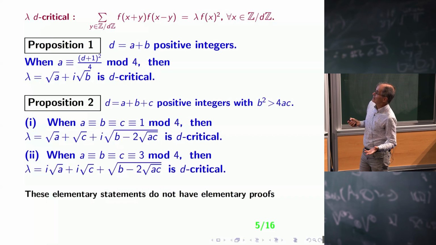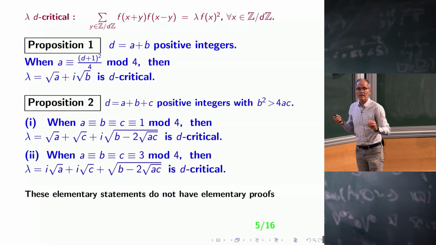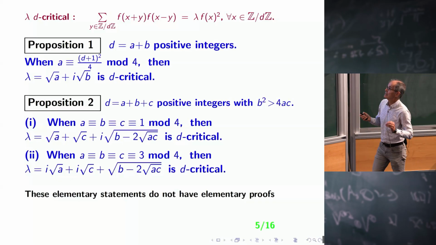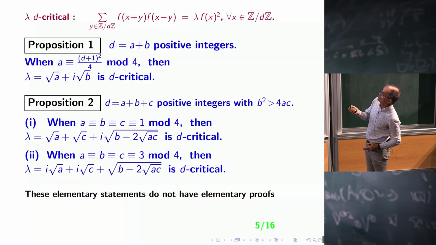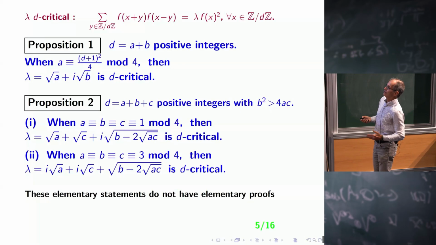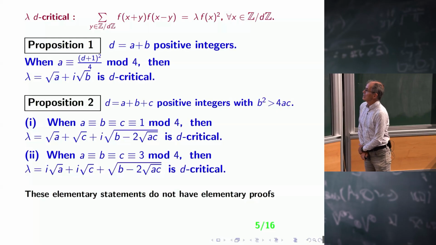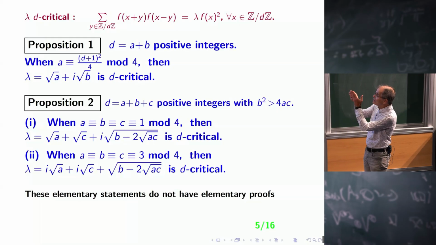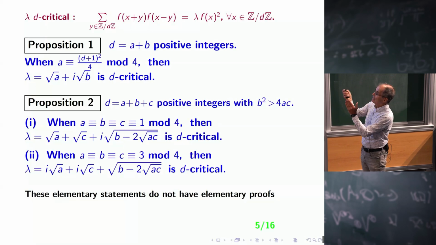On the one hand, I explain this congruence condition because I know that lambda minus 1 over 2 has to be an algebraic integer. So this forces this congruence condition if you want a solution of the form square root of a plus i square root of b. So you are forced to have this, and the aim of this talk is to explain why these values are critical.